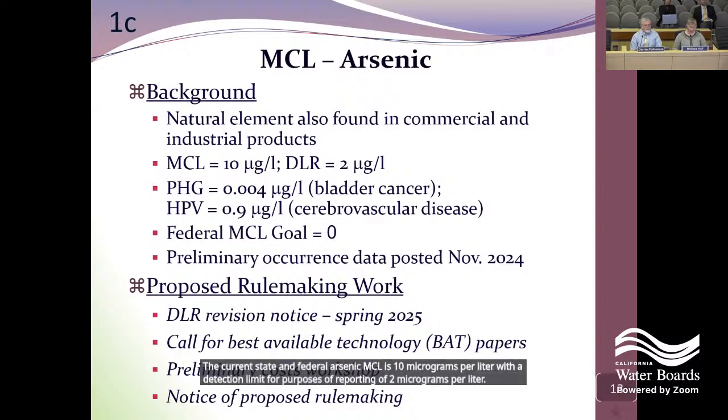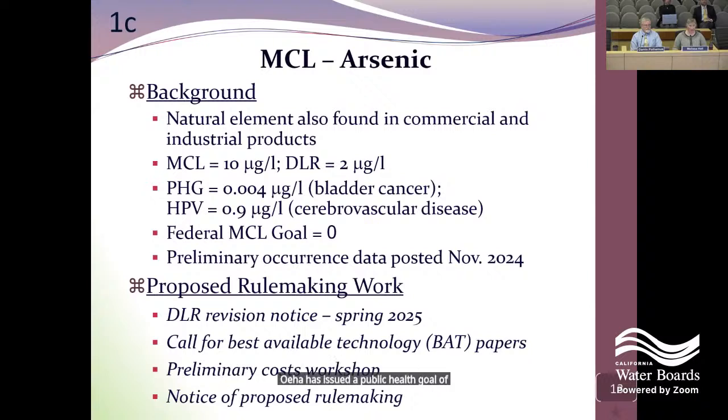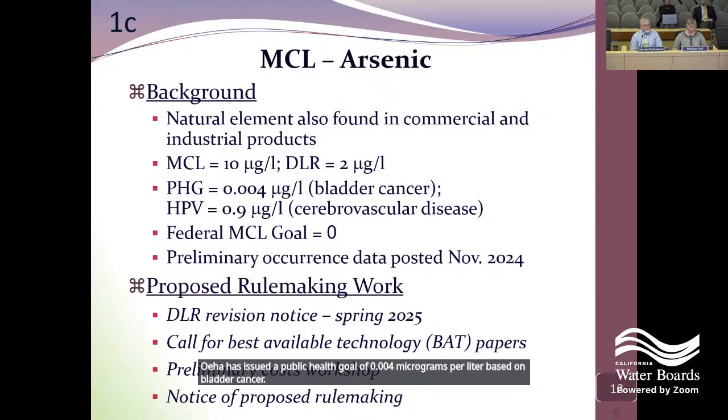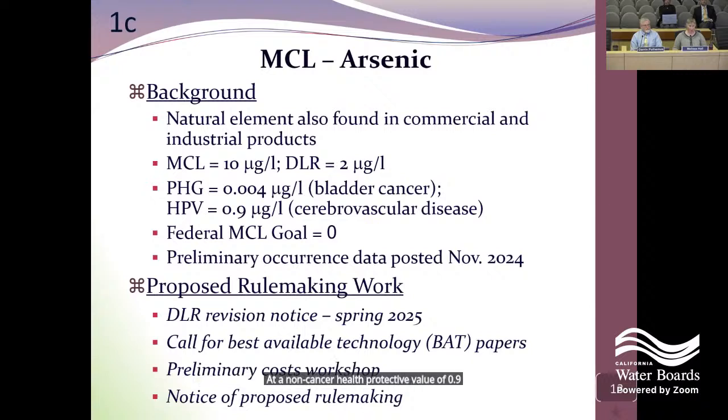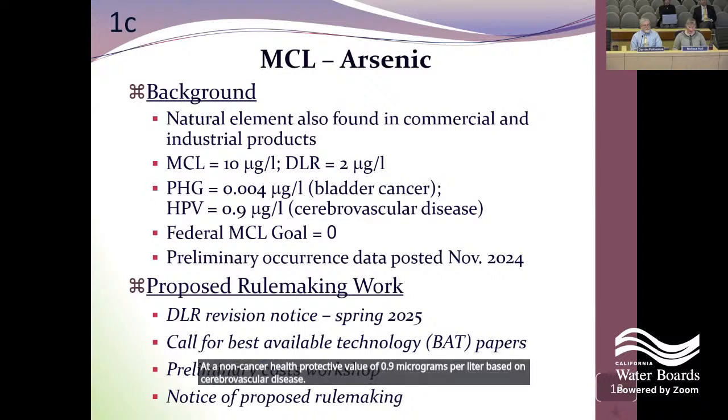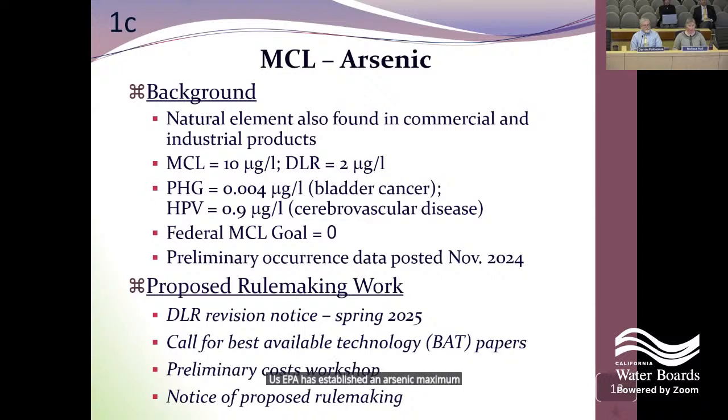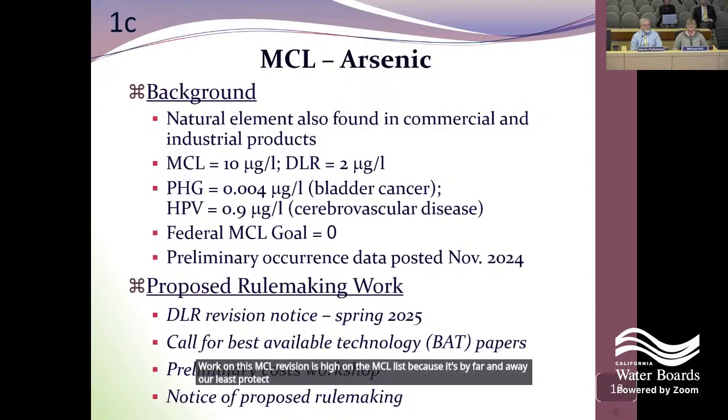OEHHA has issued a public health goal of 0.004 micrograms per liter based on bladder cancer and a non-cancer health protective value of 0.9 micrograms per liter based on cerebrovascular disease. US EPA has established an arsenic maximum contaminant level goal of 0. Work on this MCL revision is high on the MCL list because it's by far and away our least protective MCL relative to the PHG.